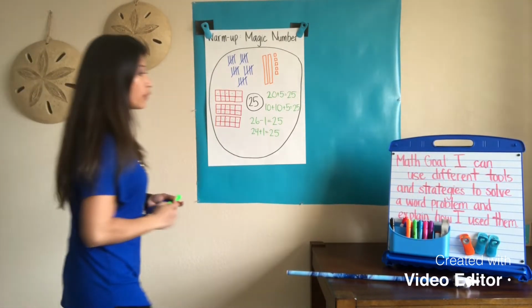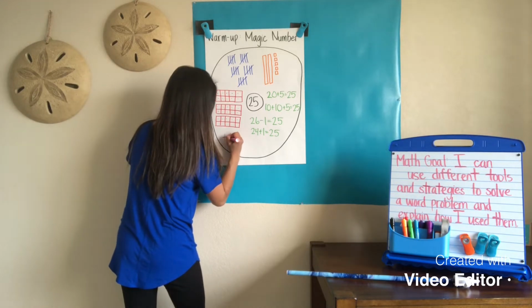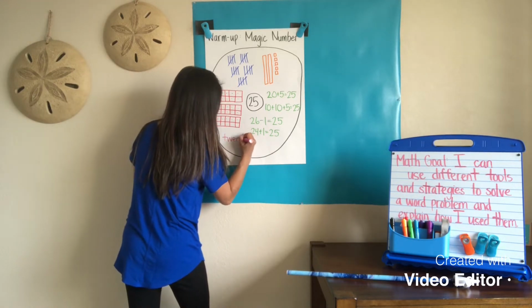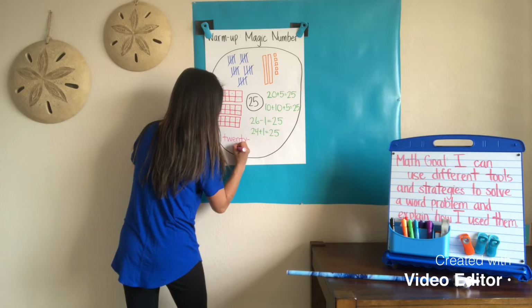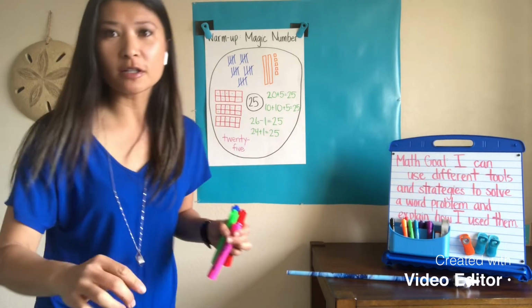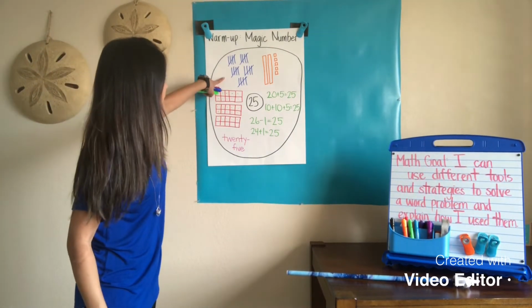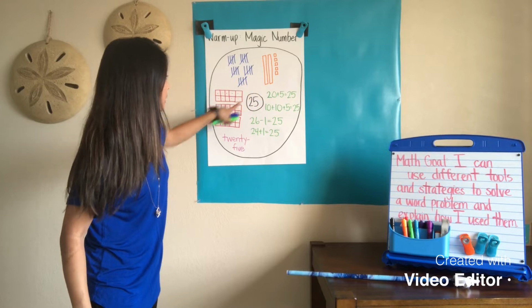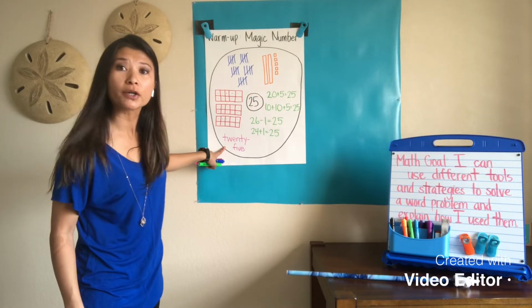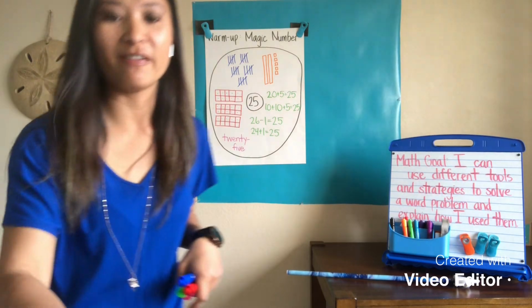Maybe you even just wrote the word twenty-five. So there's lots of different ways to show a number. I just have a few examples up here. We've got tally marks, base 10 blocks, we've got 10 frames, we've got the word 25, and we have a few different equations showing the number 25.